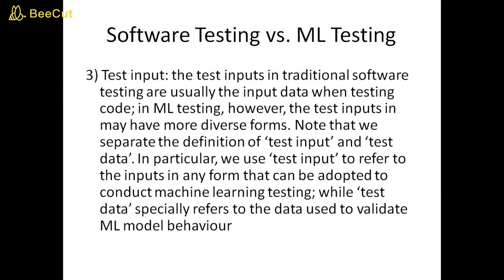Three: test input. The test inputs in traditional software testing are usually the input data when testing code. In machine learning testing, however, the test inputs may have more diverse forms. Note that we separate the definition of test input and test data. In particular, we use test input to refer to the inputs in any form that can be adopted to conduct machine learning testing, while test data specially refers to the data used to validate machine learning model behavior.